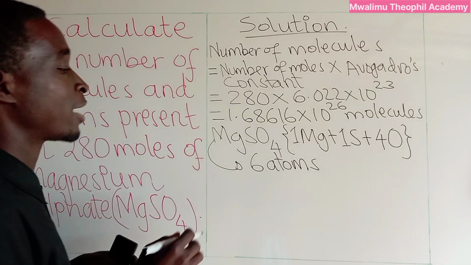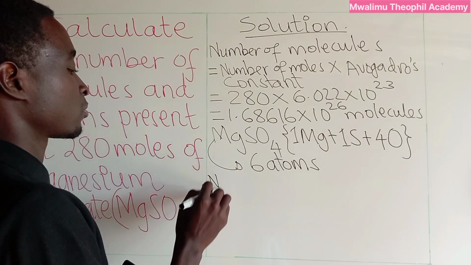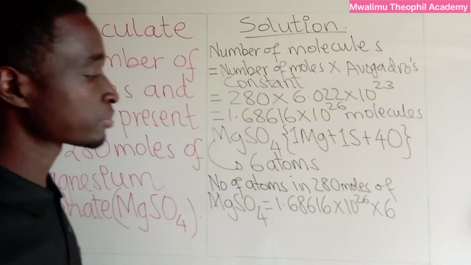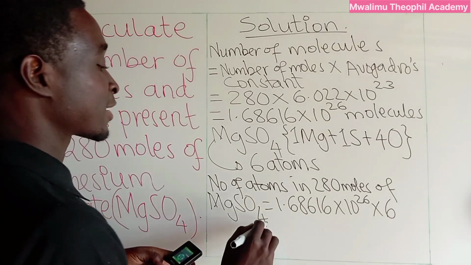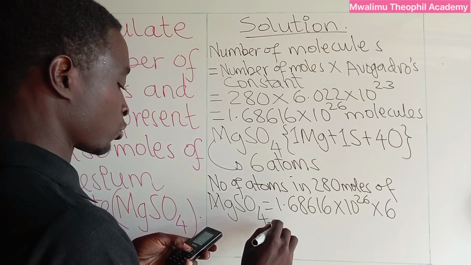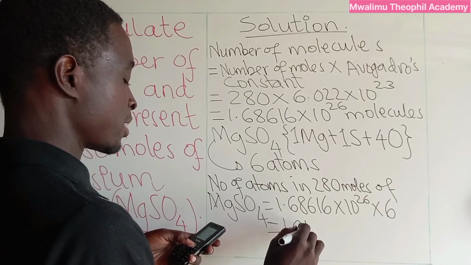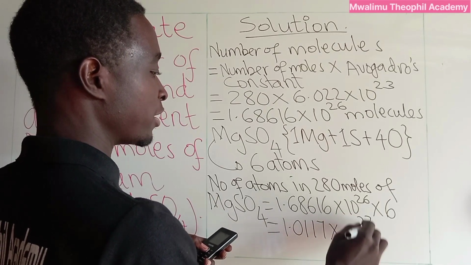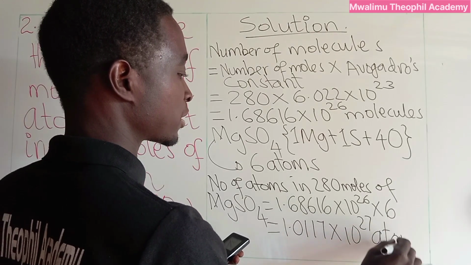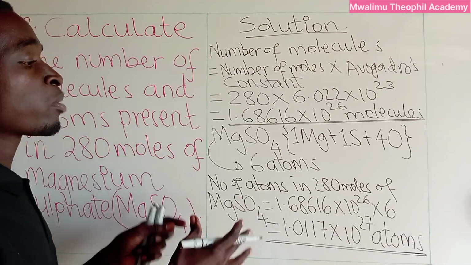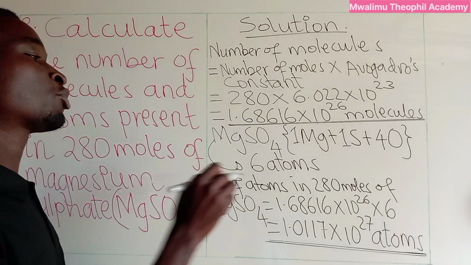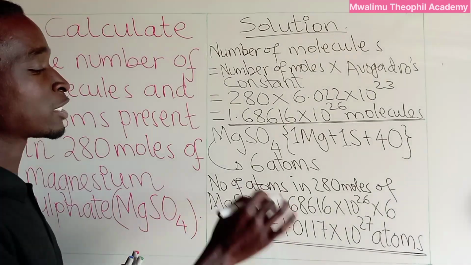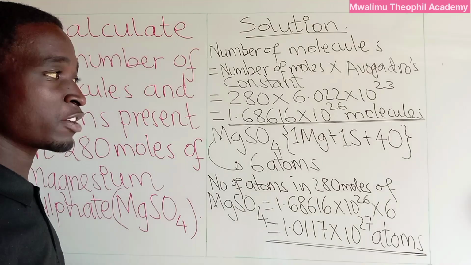Now, total number of atoms is equal to... Now, let us multiply to get the total number of atoms. After multiplying, we get the total number of atoms present is equal to 1.0117 times 10 raised to 27. These are atoms. So we may conclude that the total number of atoms present in 208 moles of magnesium sulfate is equal to 1.0117 times 10 raised to 27.